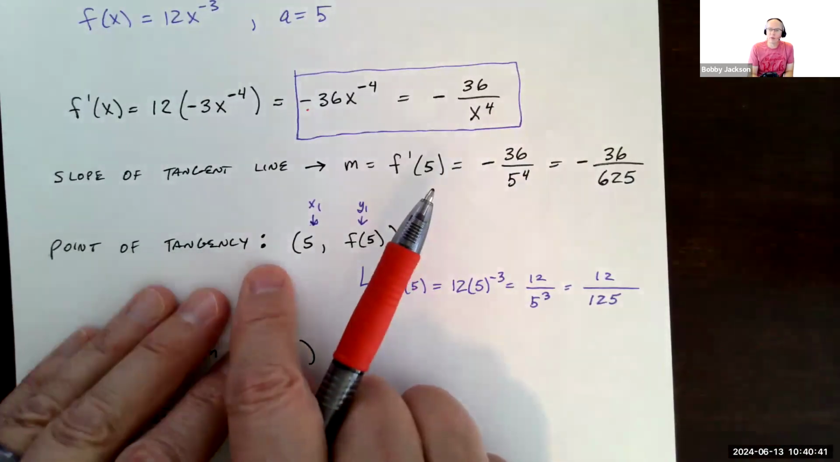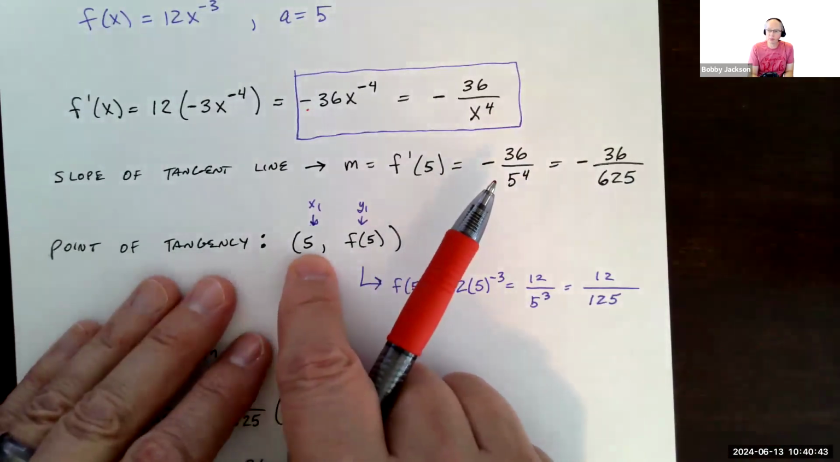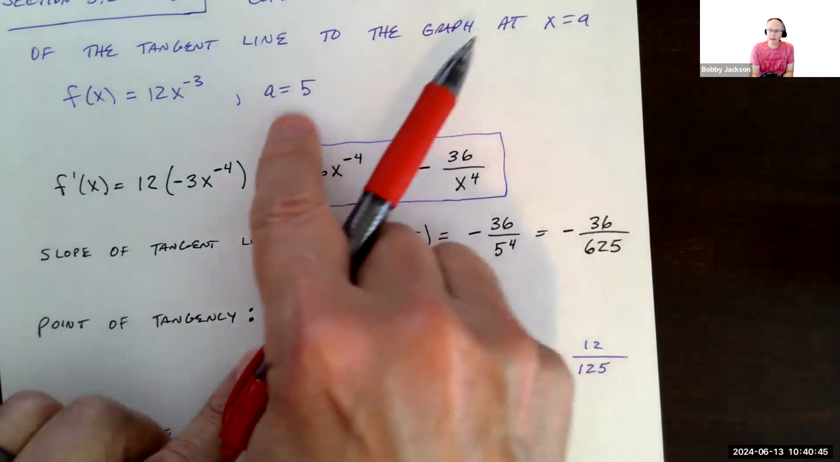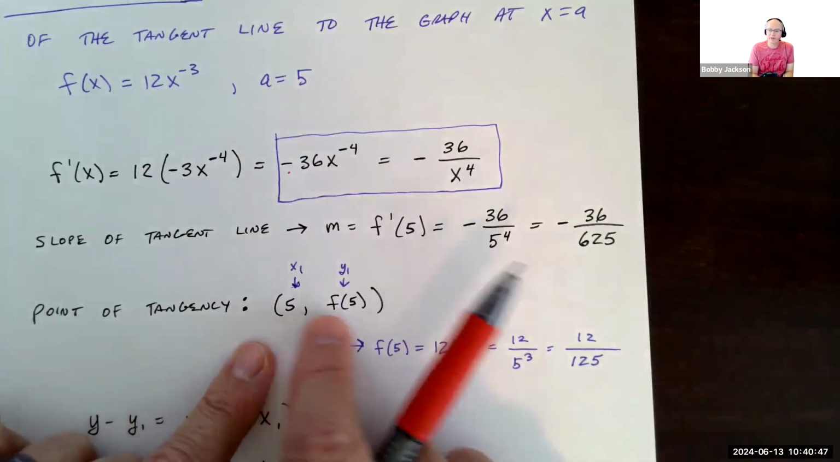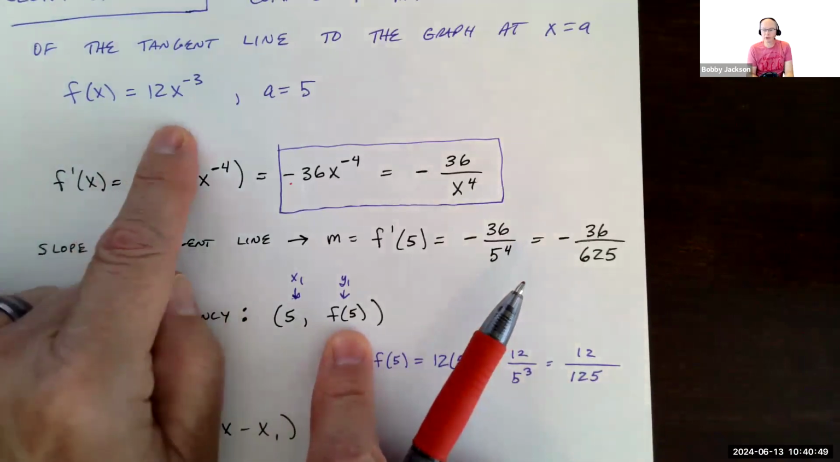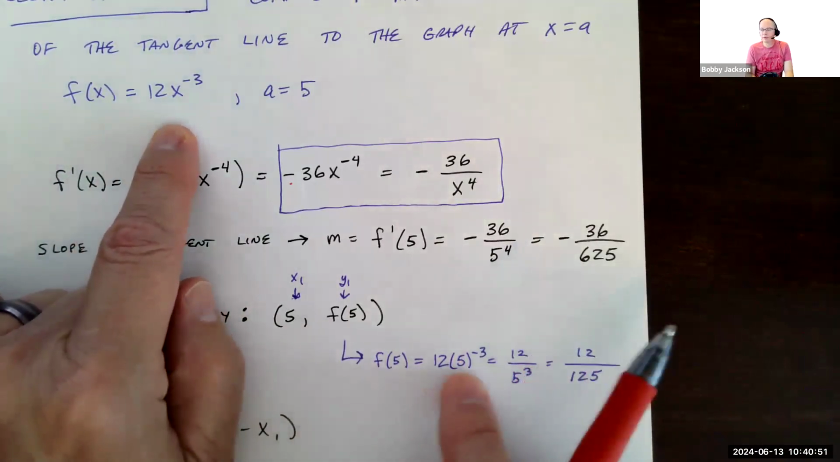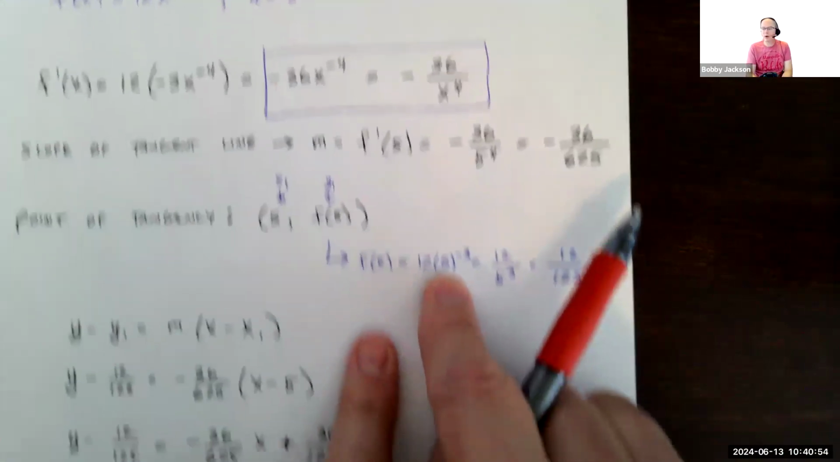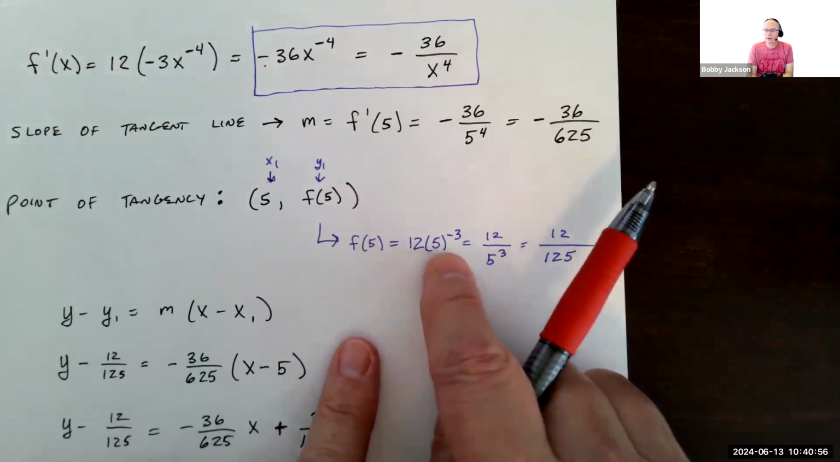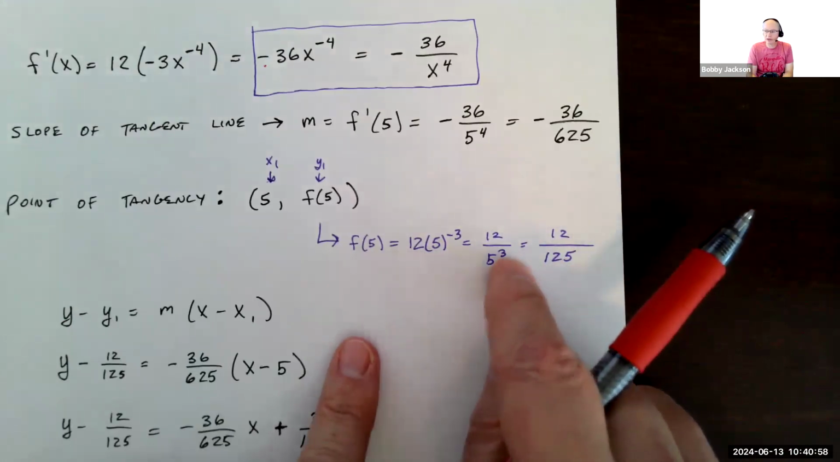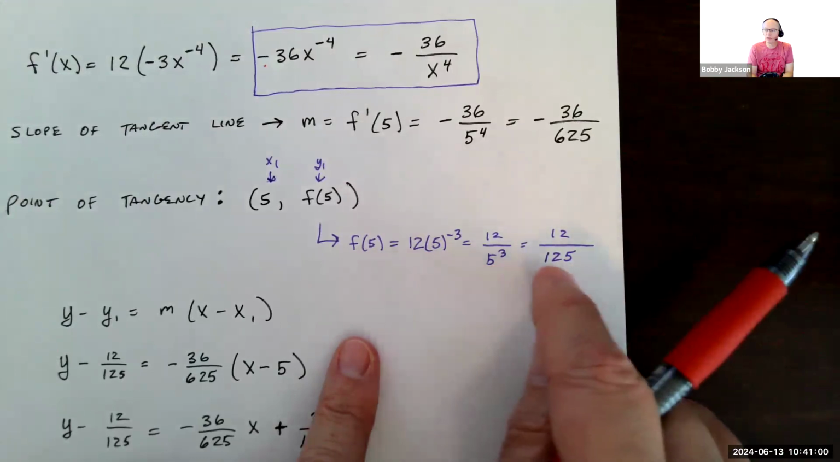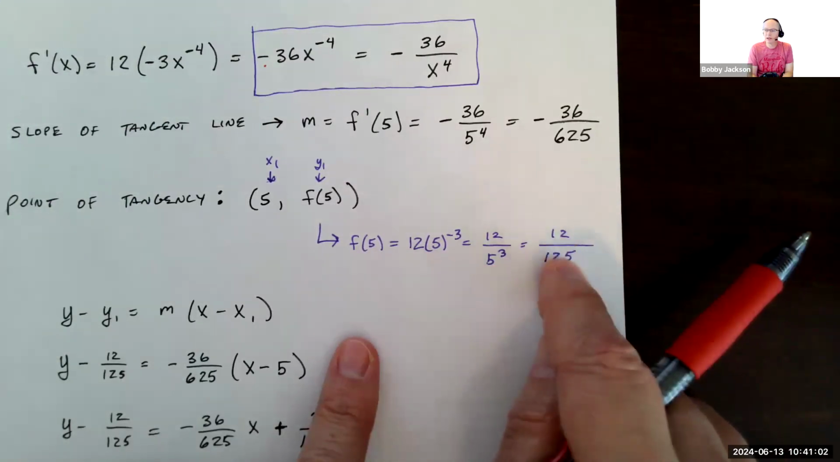Now, what's the point that we pass through? The point of tangency is this point where, again, it's at x equal 5. So 5 comma f of 5. So now I just go back to the original function and plug in 5 into it. Of course, 12 times 5 to the negative 3 power will be 12 divided by 5 cubed, right? 5 cubed is 125. So there is the y value.